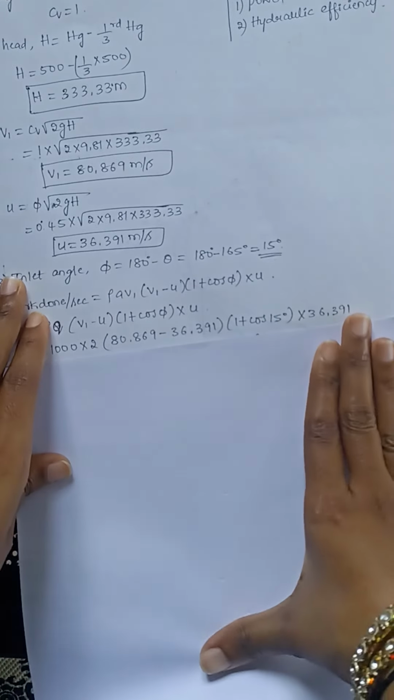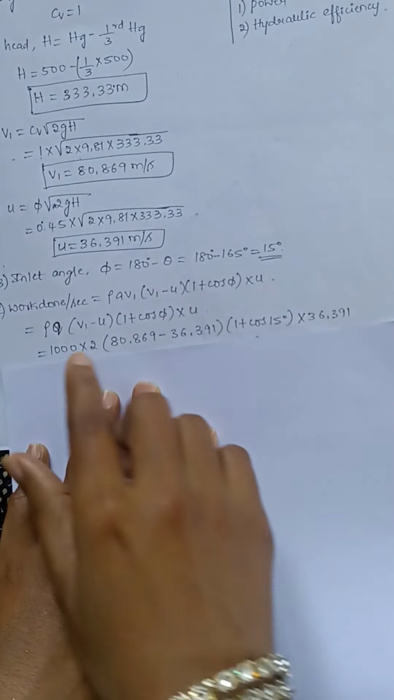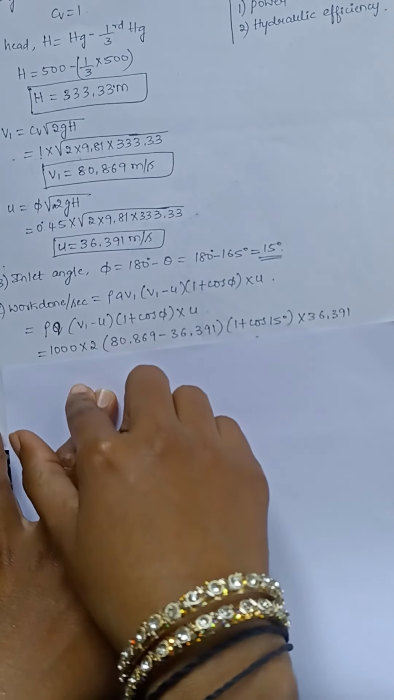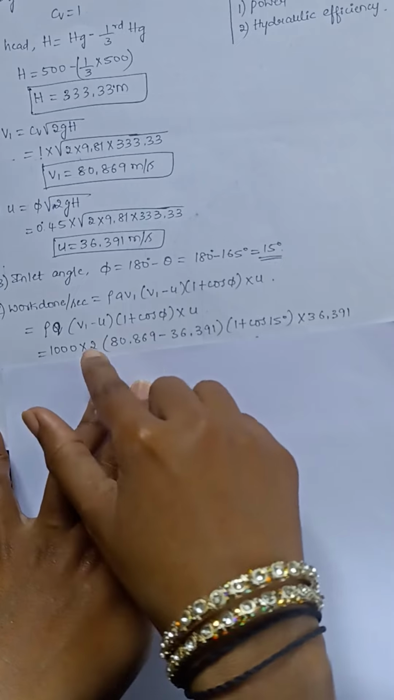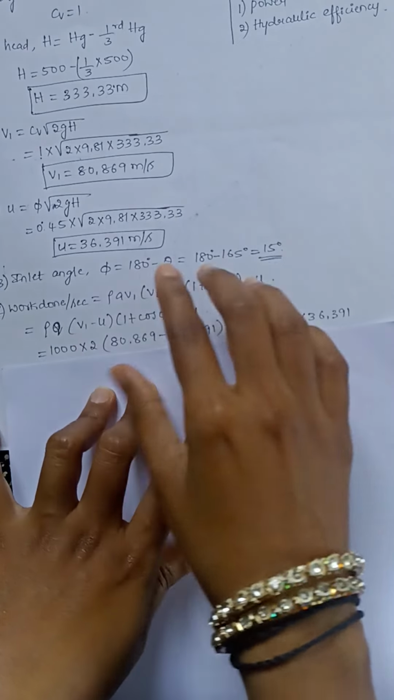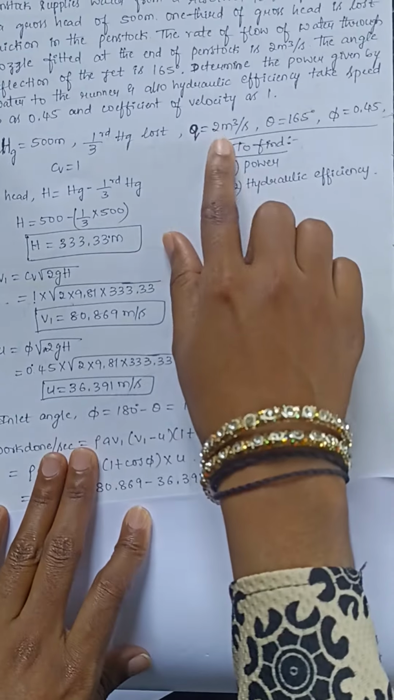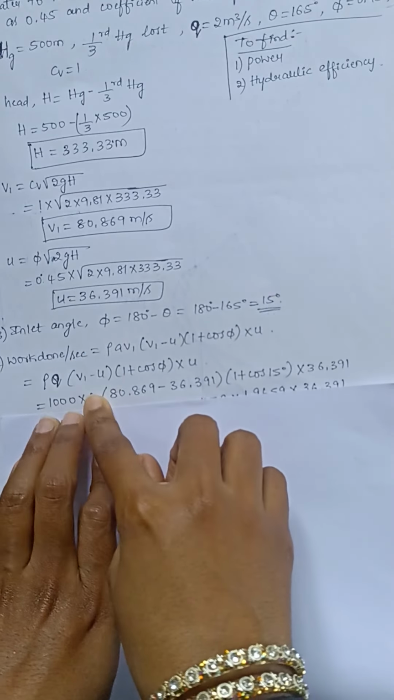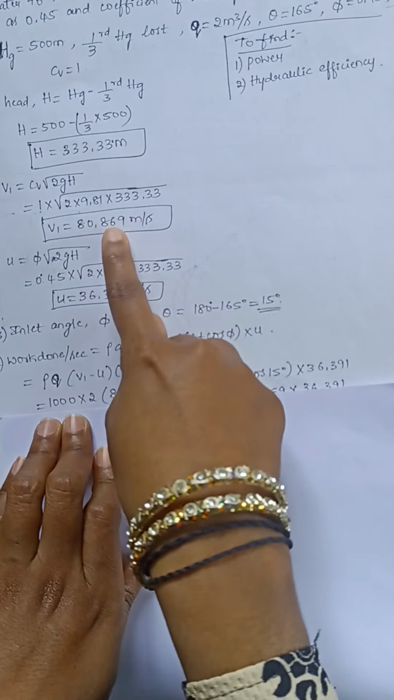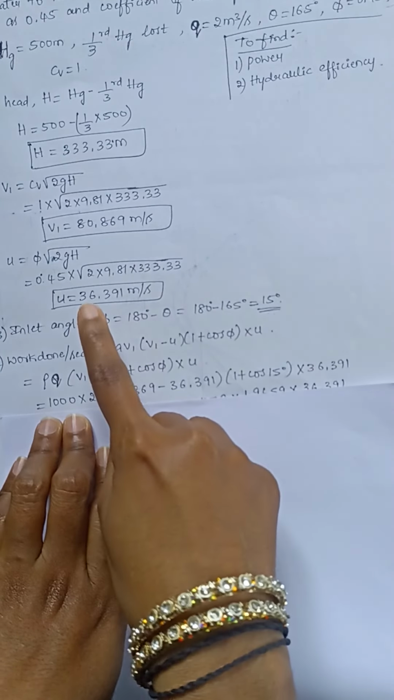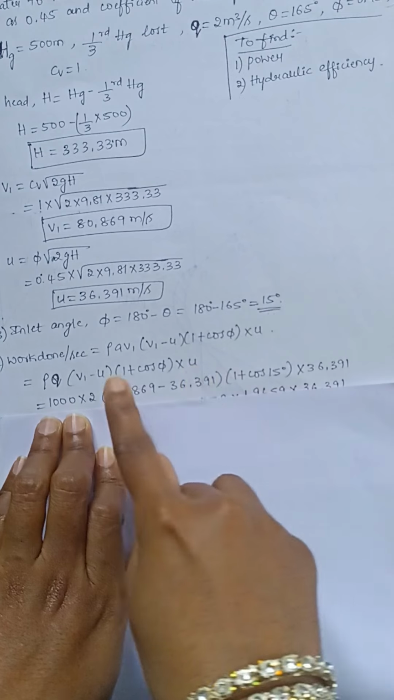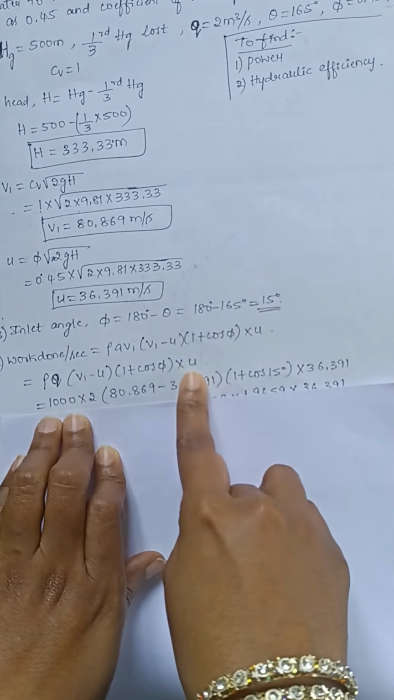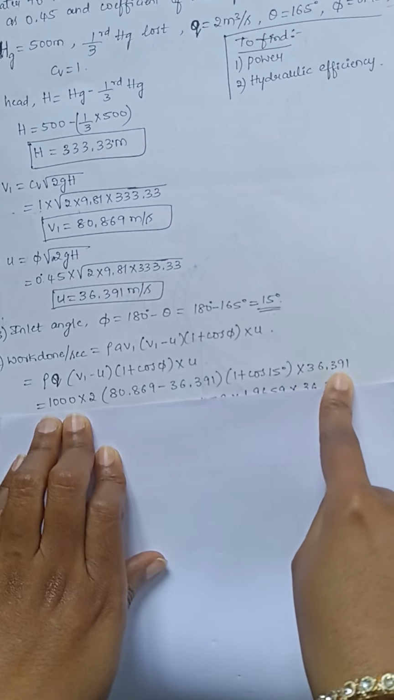Then let us start substituting the values. So on substituting, here rho represents the density of the water, which is 1000 kg per meter cube, which is a standard one, into Q, our total discharge from the turbine, and that is given as 2 meter cube per second. Then into V1, just now we found V1, that is 80.869, minus U is 36.391, into 1 plus cos of 15, that is inlet angle is 15 degree, into again U is 36.391.